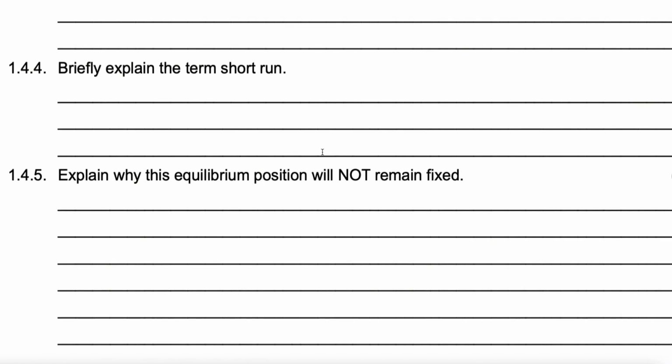Well, I can answer that and say that the reason why it might not remain fixed is that in the long run, in perfect competition, the equilibrium position changes to normal profit. That's why it cannot stay fixed as an economic profit. Yes, true. But what causes that to change?